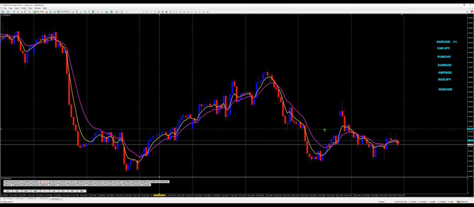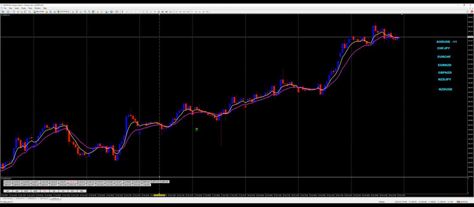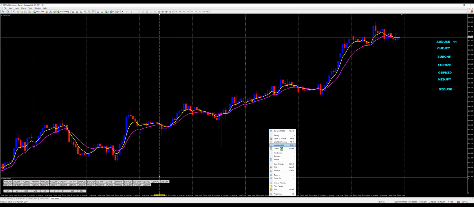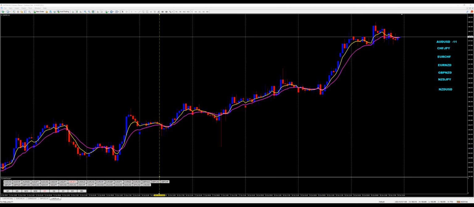Next one is the CHF JPY. Get rid of those horizontal lines. Give me a second. So CHF JPY at 9 a.m. platform time is not set. So we move on.